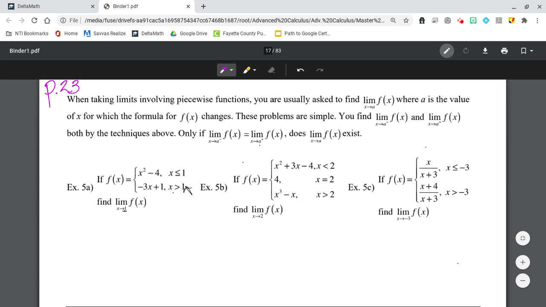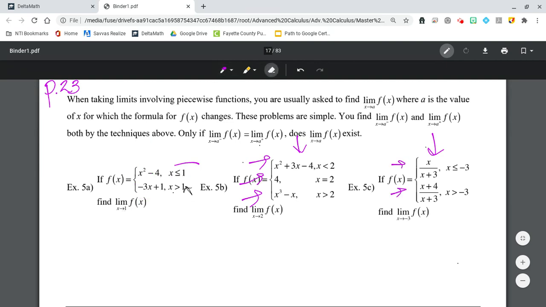So we're on page 23 of your notes, and the things that we're going to be finding limits of are things that look like these three functions right here. So we're going to work these examples. These are called piecewise functions, and they're called piecewise functions because they're broken into different pieces. So the first function has 2 pieces, the second function has 3, and the third function has 2.